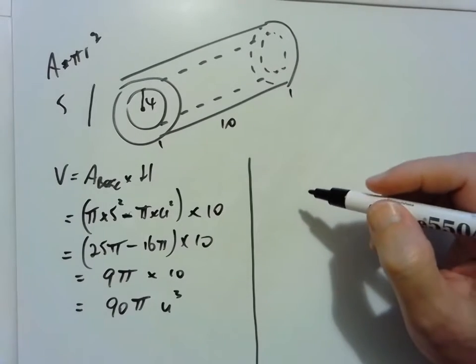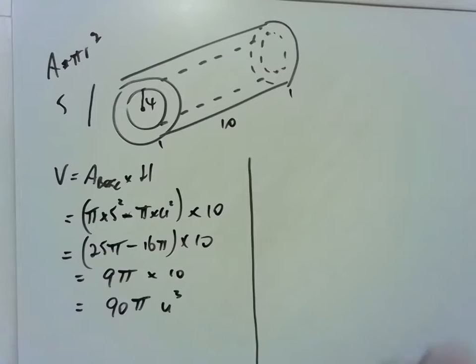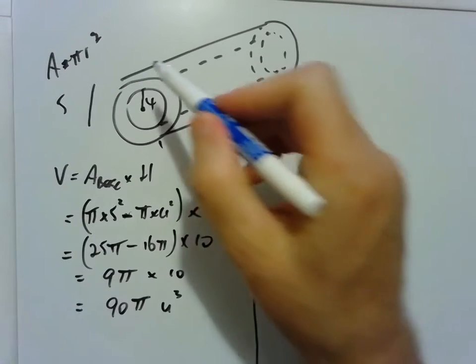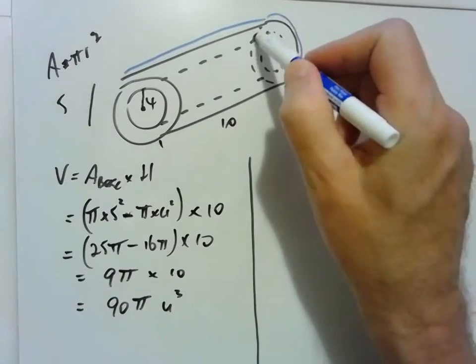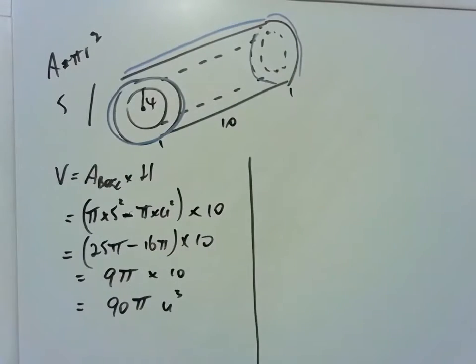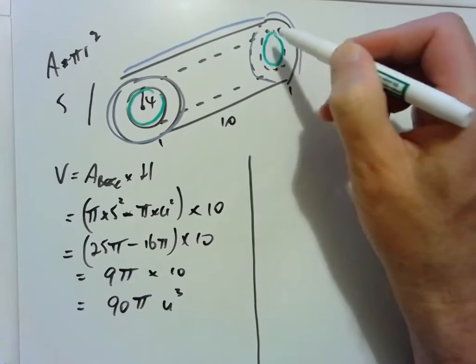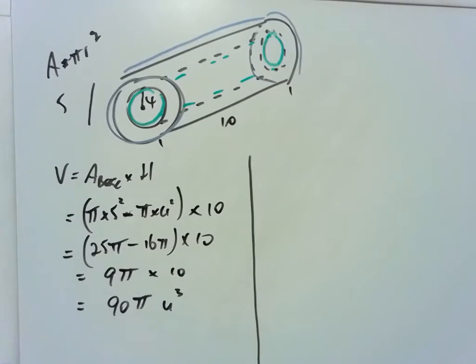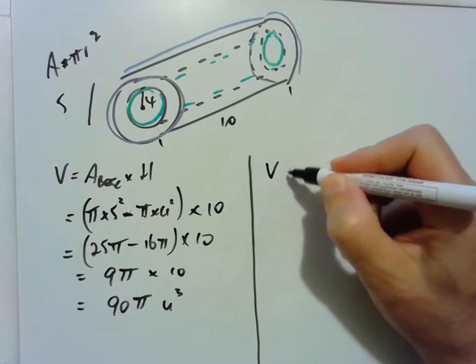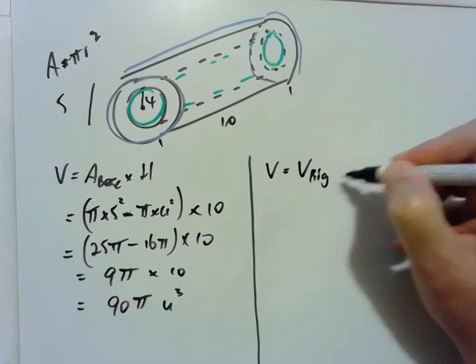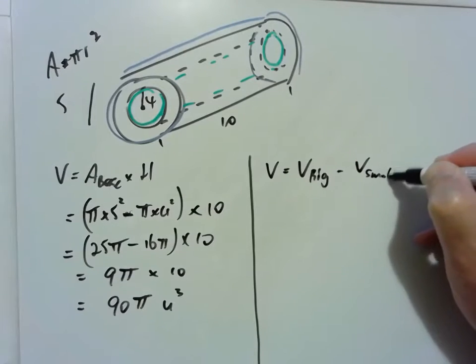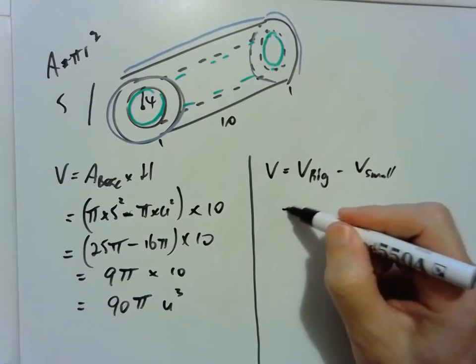Alternatively, we can say that there are two volumes here. There is an outside blue volume, and then let's take out or subtract the air that's in the middle of it. So you can see I've got a blue cylinder and a green cylinder. The blue is big and the green is small. So I'm going to say the volume of the rubber would be the volume of the big minus the volume of the small. Different way of thinking about it.